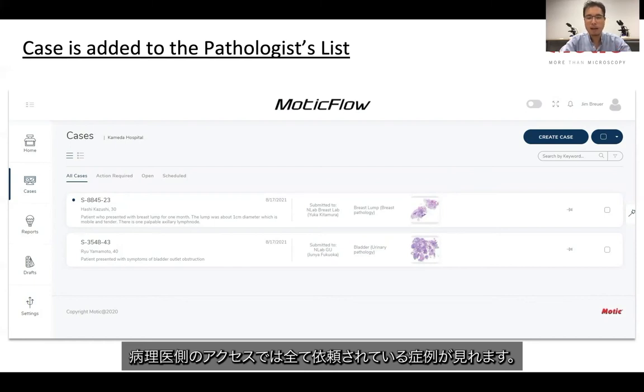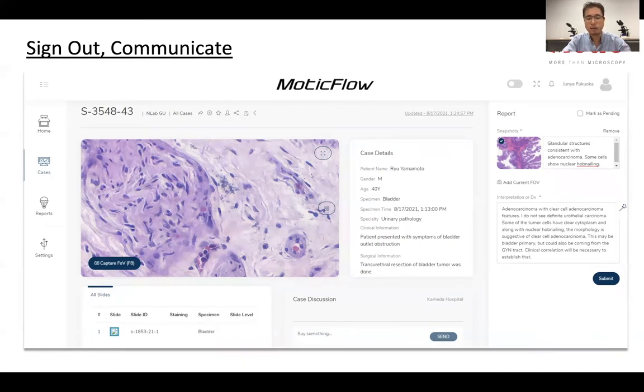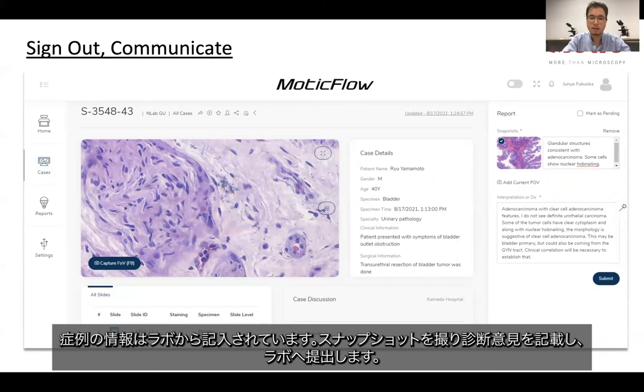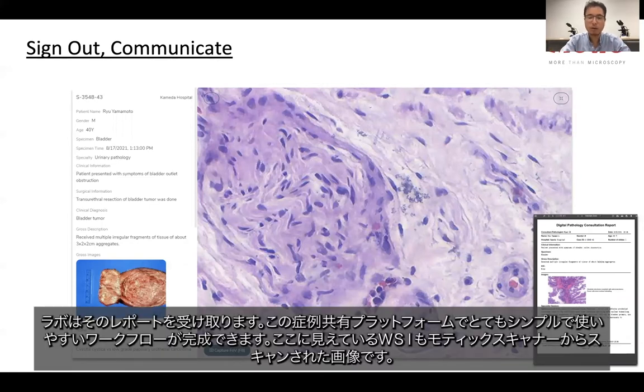And then once a pathologist sees the case, they can open it. All the information from the lab is laid out. They can take snapshots, they can write their interpretation, and then they can submit it back to the lab. There's also some communication functions here, such as a chat window at the bottom. Then the lab would receive that report, and they can print it out. And that's the case sharing platform.